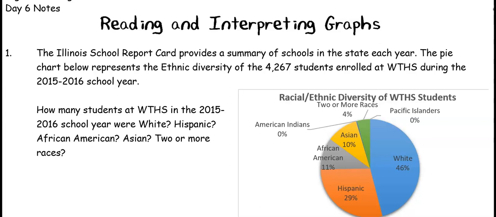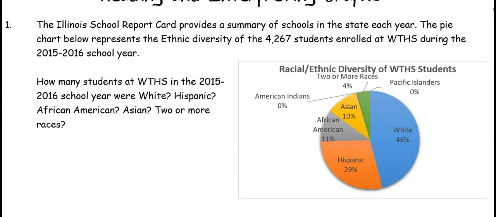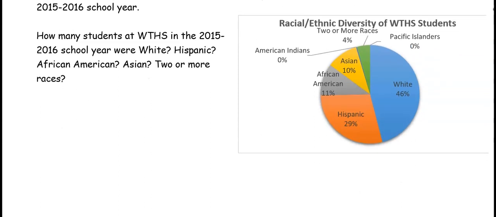So the Illinois School Report Card provides a summary of schools in the state each year. The pie chart below represents the ethnic diversity of the 4,267 students enrolled at WTHS during the 2015-2016 school year. All right, so let's look at what we've got here. It says how many students at WTHS were white, Hispanic, African American, Asian, 2 or more races.